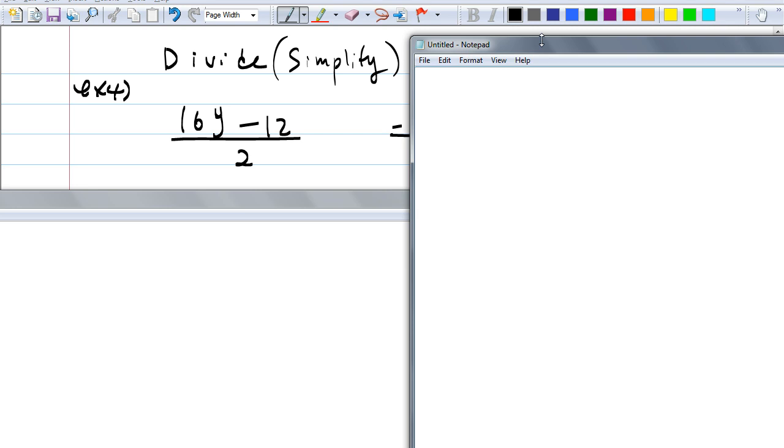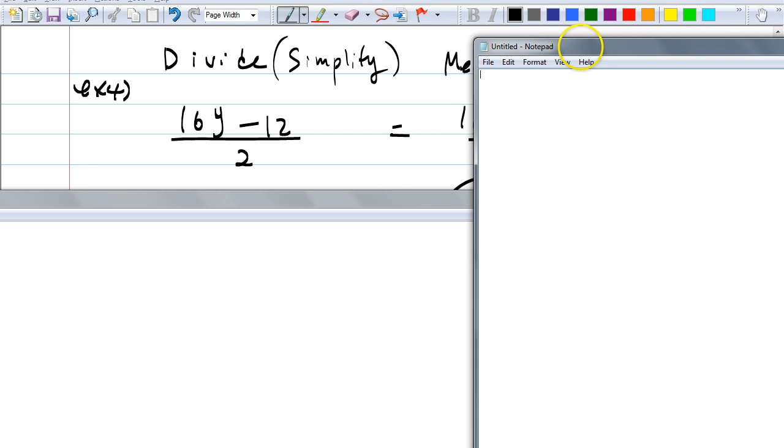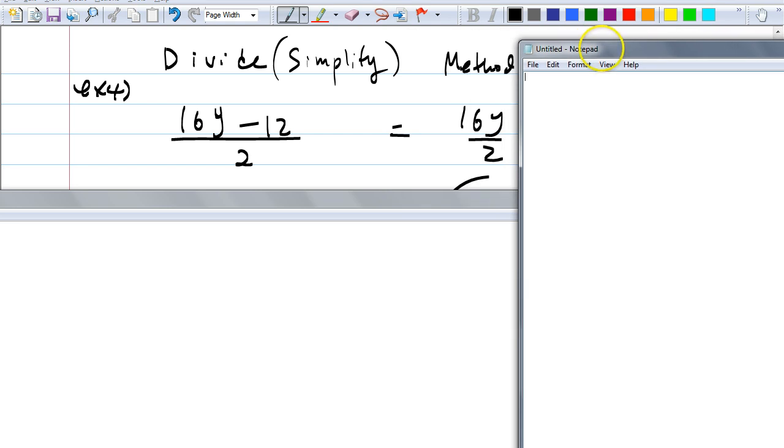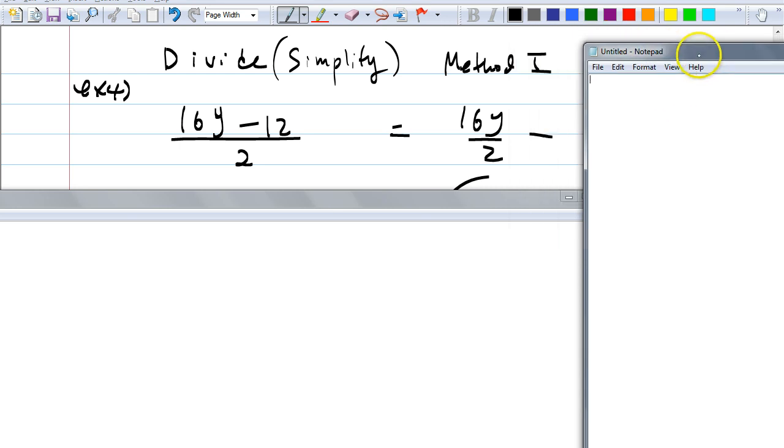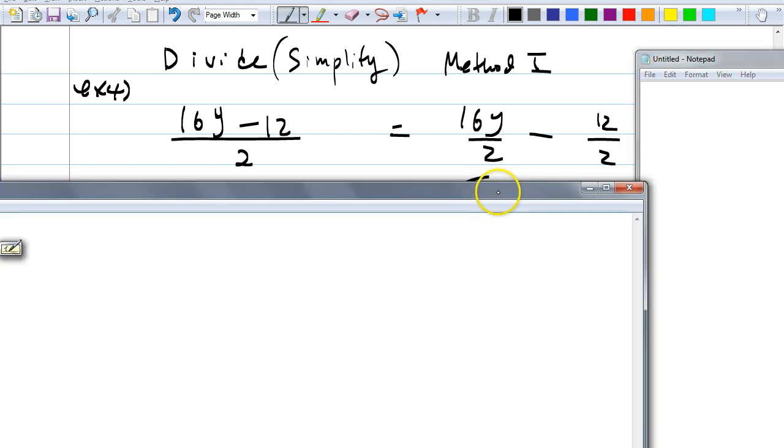We show the work. Yeah, what kind of work would you show? 16y divided by 2. Exactly. And then, multiply or add? What do you think? Add. Add what? Negative 12. Right, add negative 12 over 2, divide by 2. Or I just wrote it as minus 12 over 2. Is that okay? Isn't that the same thing?